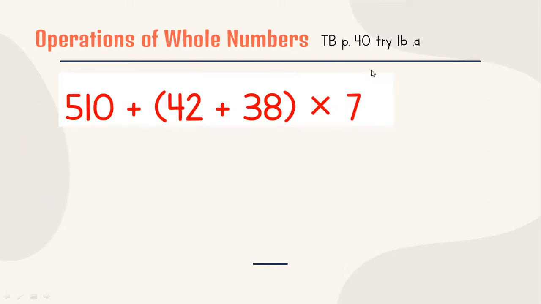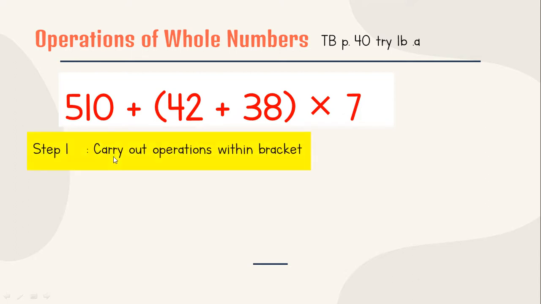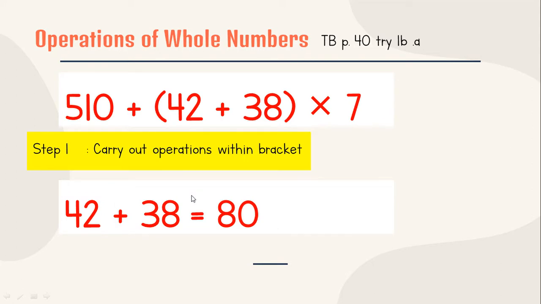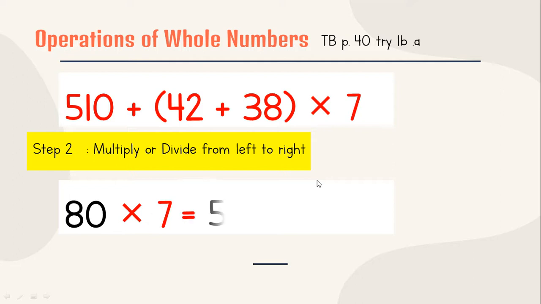Next example. Try 1VA. 510 plus inside the bracket or within the bracket. This is what we call as within the bracket, okay? 42 plus 38 times 7. First step, carry out operation within the bracket. So which one is that? This one. 42 plus 38 equals 80. After that, multiply or divide from left to right. So we know that this is 80 and then times 7 equals 560. Okay? Once we have done this second step, go to the third step.